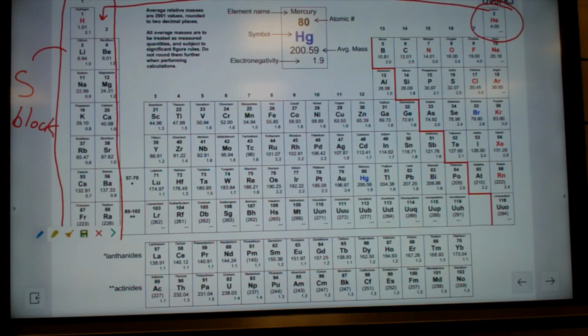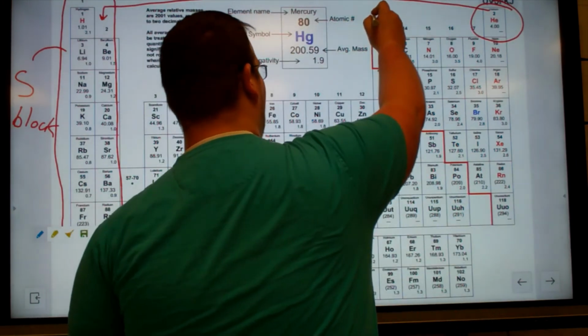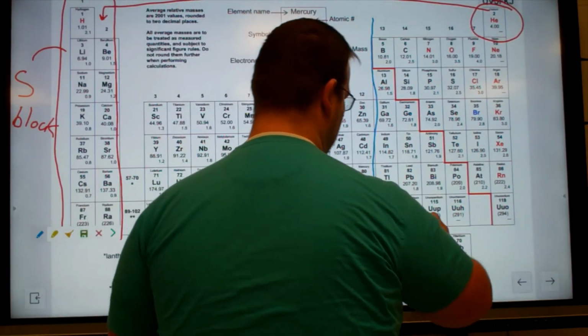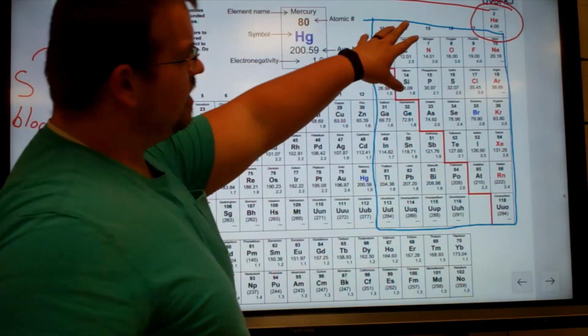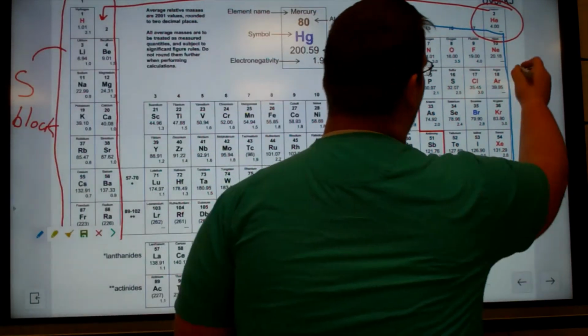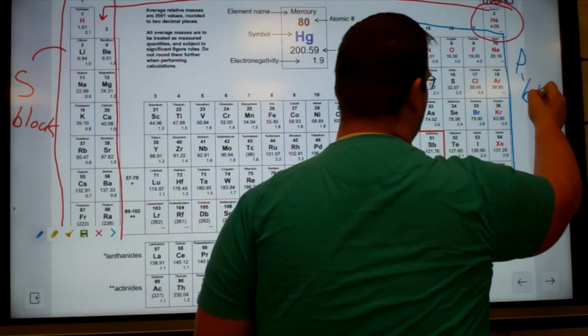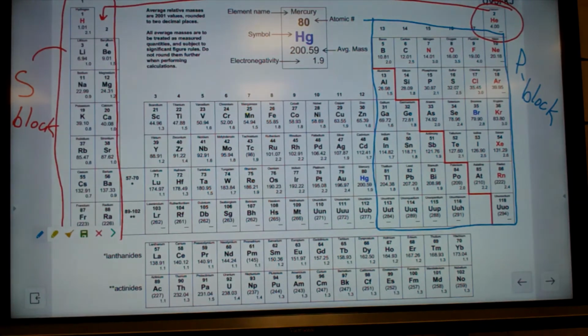Now I'm going to take you to the second one, P block. P block is columns 13 through 18 in this area right here. Realize I did not include helium in that because helium is over here. This is P block. So columns 13 through 18 is P block excluding helium, and columns 1 and 2 including helium is S block.